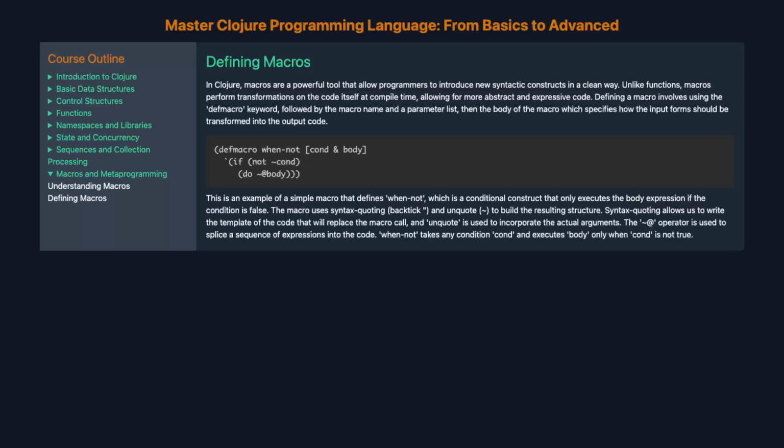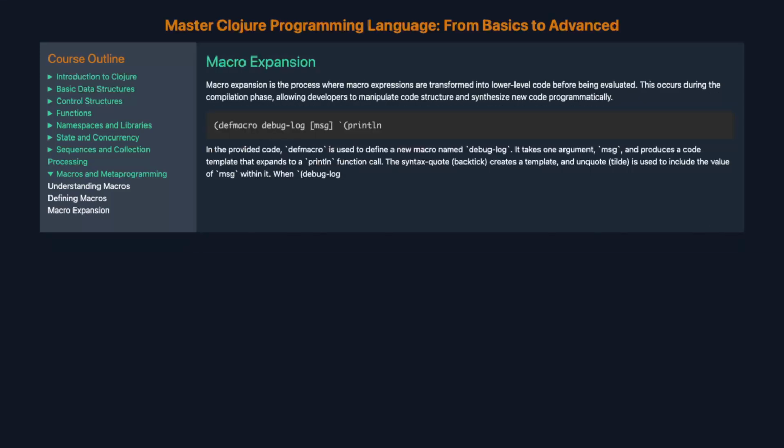This is an example of a simple macro that defines when-not, which is a conditional construct that only executes the body expression if the condition is false. The macro uses syntax quoting, backtick, and unquote to build the resulting structure. Syntax quoting allows us to write the template of the code that will replace the macro call, and unquote is used to incorporate the actual arguments. The unquote-splicing operator is used to splice a sequence of expressions into the code. when-not takes any condition cond and executes body only when cond is not true.